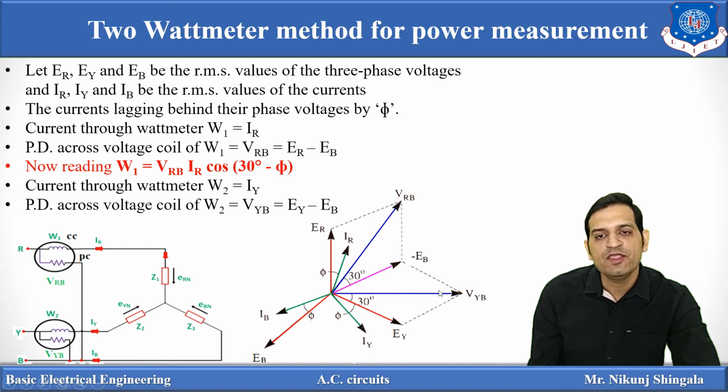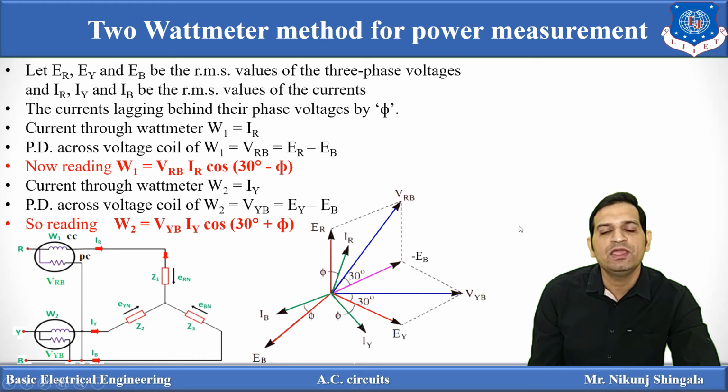Now what is the angle between IY and VYB? The angle between EY and VYB, as you can see here, is 30, and the angle between IY and EY is 5. So the angle between IY and VYB will be 30 plus 5. So the reading of W2 will be VYB into IY into cos(30 plus 5).